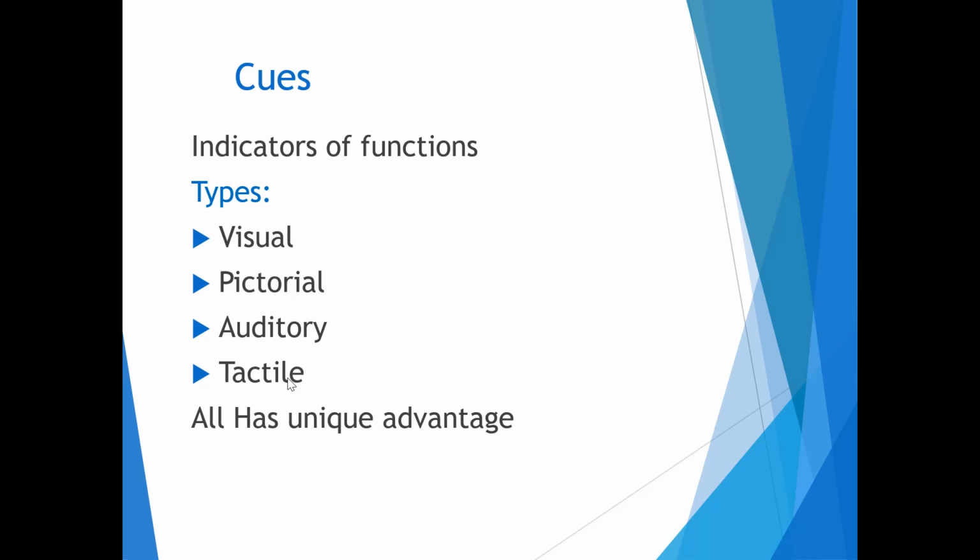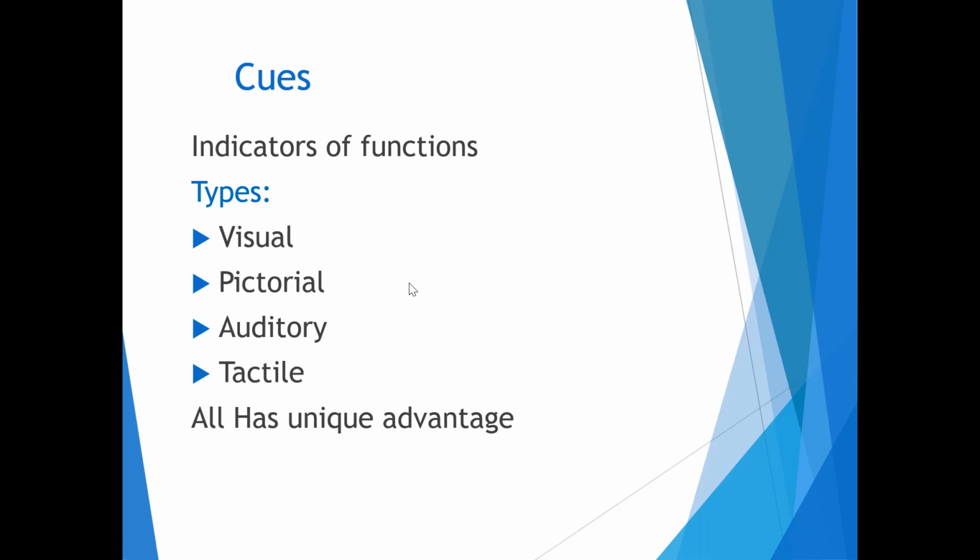Cues must usually be large enough to grasp with several fingers and have significantly different shapes to allow differentiation of functions. Different shapes can provide an important safety factor by differentiating certain controls such as those found in an aircraft or a power plant. So we have seen the types of cues. Cues are basically indicators of functions.